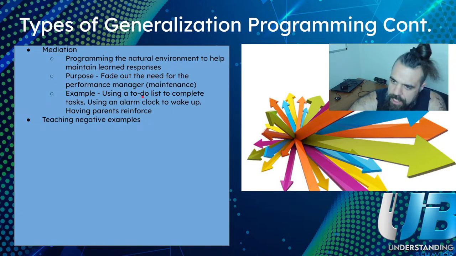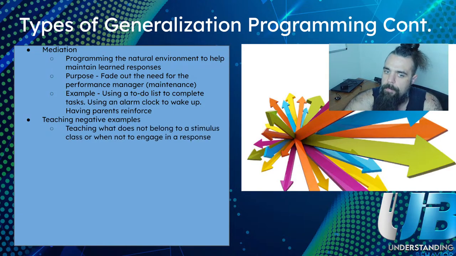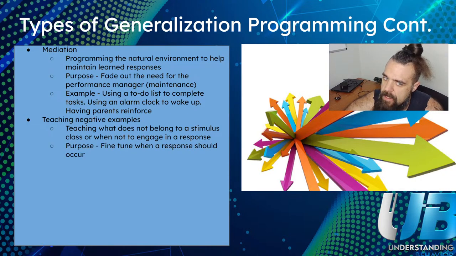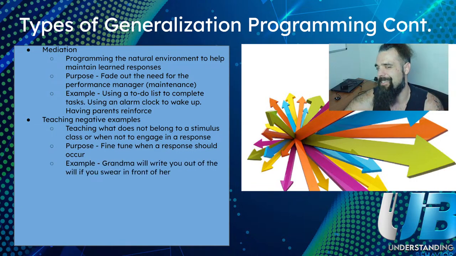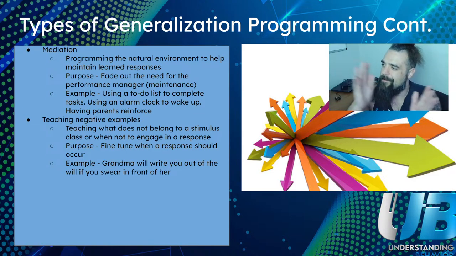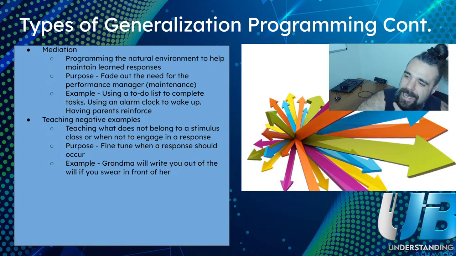Next one, we have teaching negative examples. This one is pretty straightforward. This is teaching what does not belong to a stimulus class or when not to engage in a response. So this could be either of those things. Purpose: fine-tune when a response should occur. So this is actually more about discrimination than generalization, if you think about it. We're narrowing where a behavior should occur.